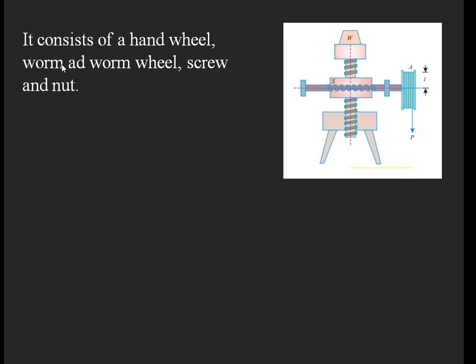First, it consists of a hand wheel, worm and worm wheel, screw and a nut. Basically the worm geared screw jack consists of a hand wheel, this is the hand wheel. Next, worm and worm wheel. This screw is called the worm, and the worm wheel is the worm gear on which the screw is mounted. And the screw and nut: this is the main screw, and the nut, into which the main screw is inserted.